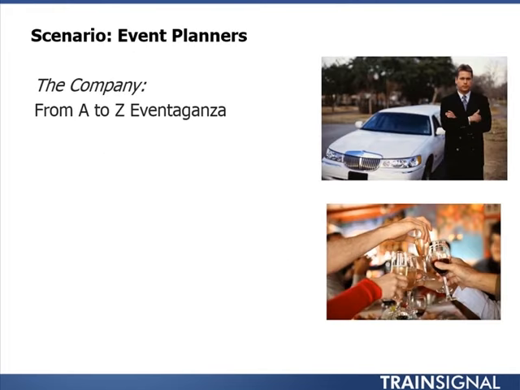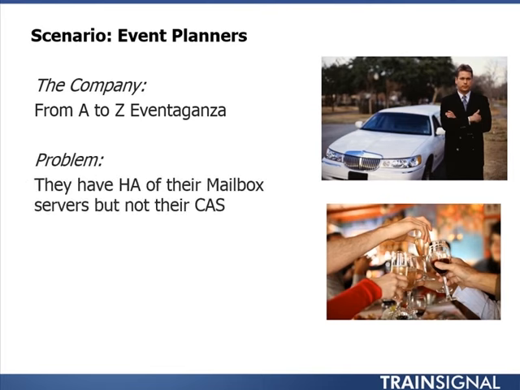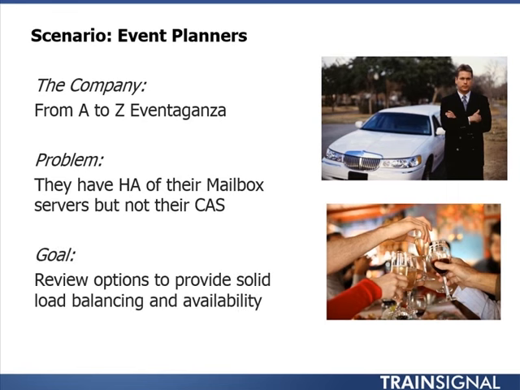Our scenario for this lesson is a company that handles event planning on a global level. They're called From A to Z Eventaganza. And yes, I just made that up. Now the problem they have is that they have high availability of their mailbox servers, but not of their client access servers. The goal here is to review options to provide solid load balancing and availability. Alright, so let's get started.